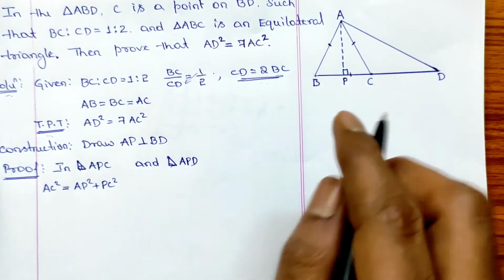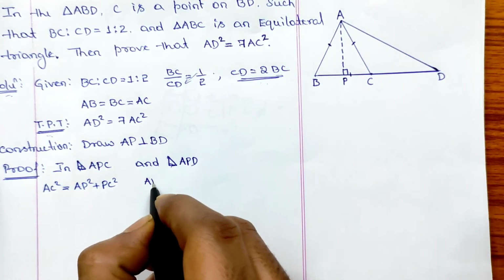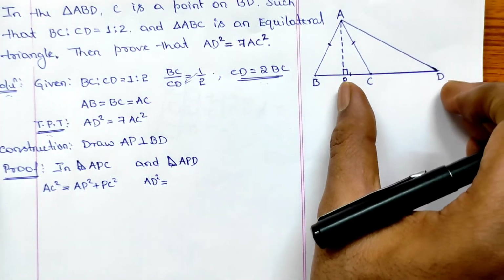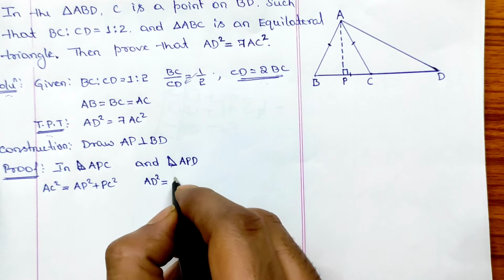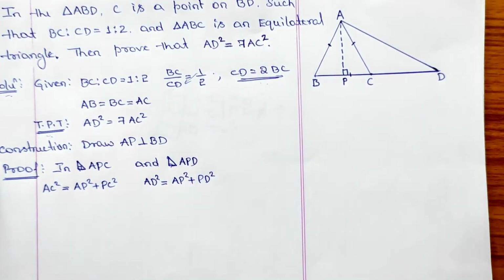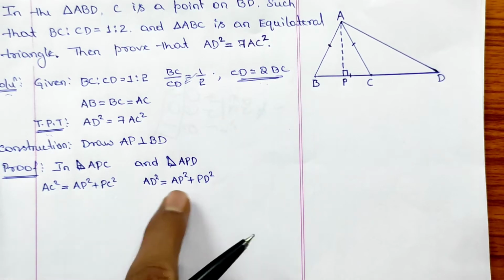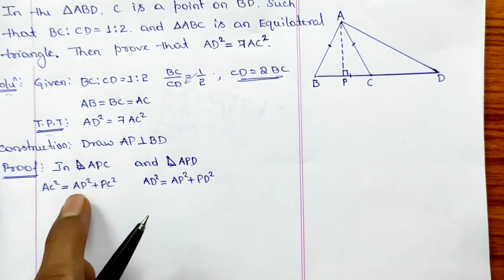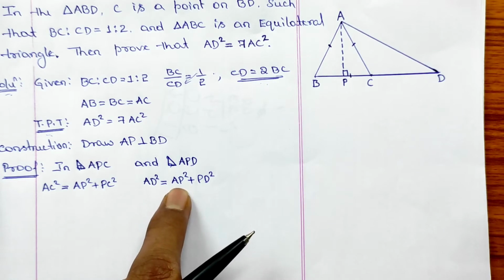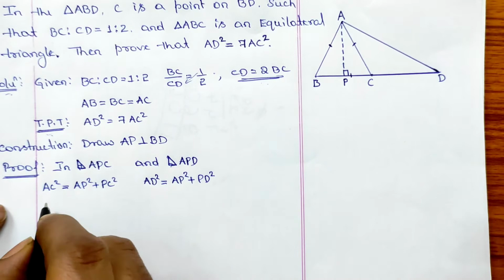Hypotenuse is AD. AD square is equal to AP square plus PD square. But in both these two triangles we got AP square as common. So let me make an equation in terms of AP only. AP square is the common side.